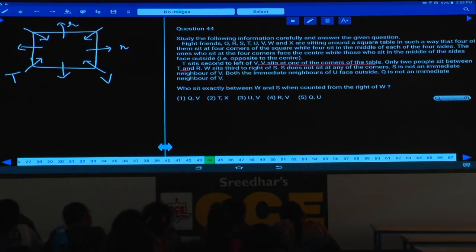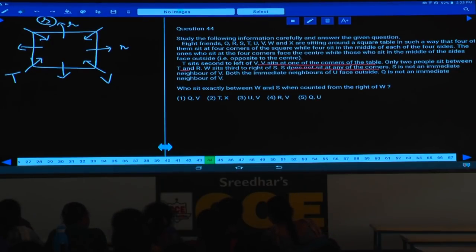W sits to the right of S. S does not sit at any of the corners. As S is not at any of the corners, S must be at the center, isn't it? As S is at the center, tell me where can this S be? Now, S is at this center. Can S be at this place? Now we are talking about this position which is pointing towards north. Can S be at this place or not?